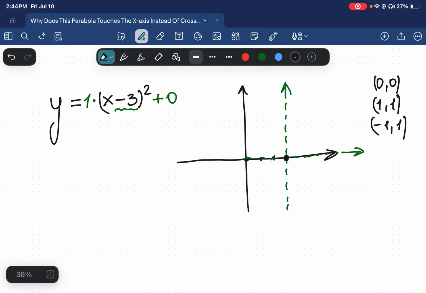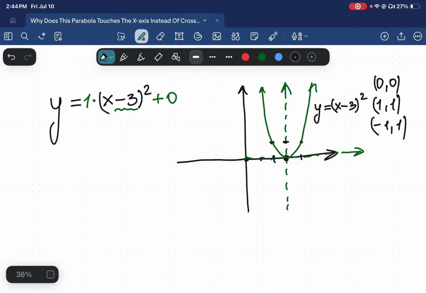(0, 0), which is also our vertex, (1, 1), and (negative 1, 1). And now we try and draw a smooth curve. This is the graph of our function y equals (x minus 3) squared.